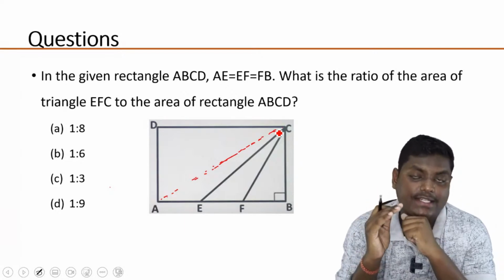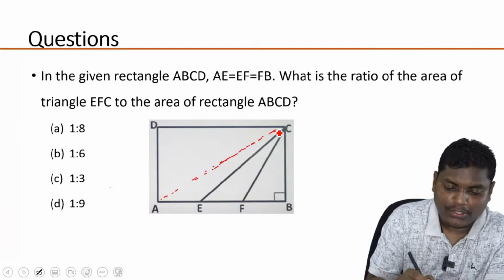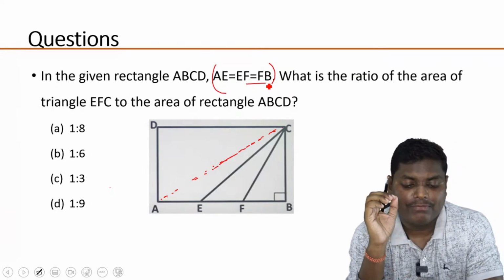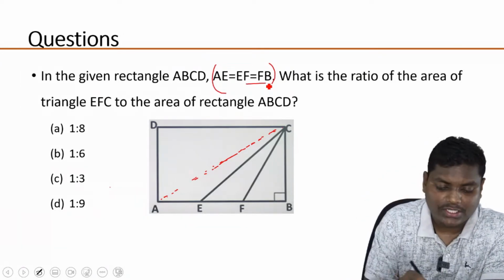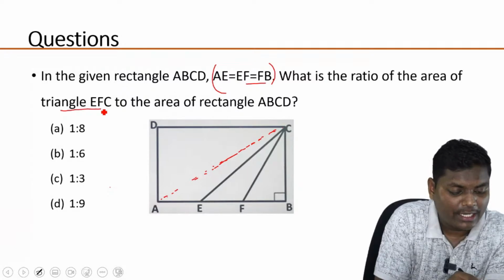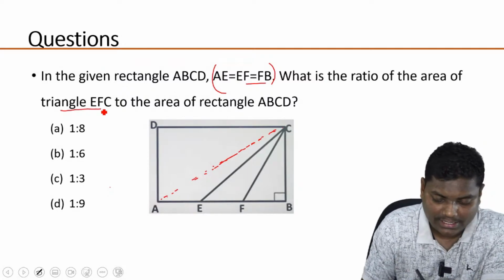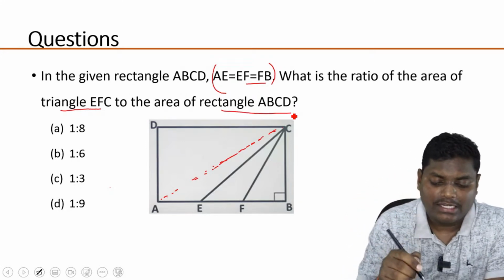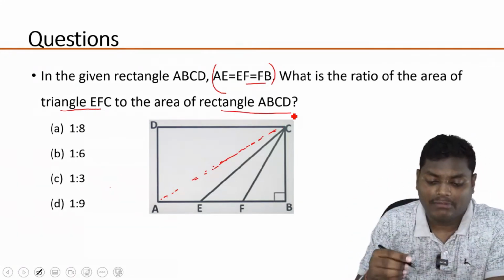Okay, let's try and understand how to solve it. It is given to us AE is equal to EF is equal to FB. Now what is the question? It is asking us the ratio of the area of the triangle EFC with respect to the rectangle ABCD. Now let's find the area of the rectangle.